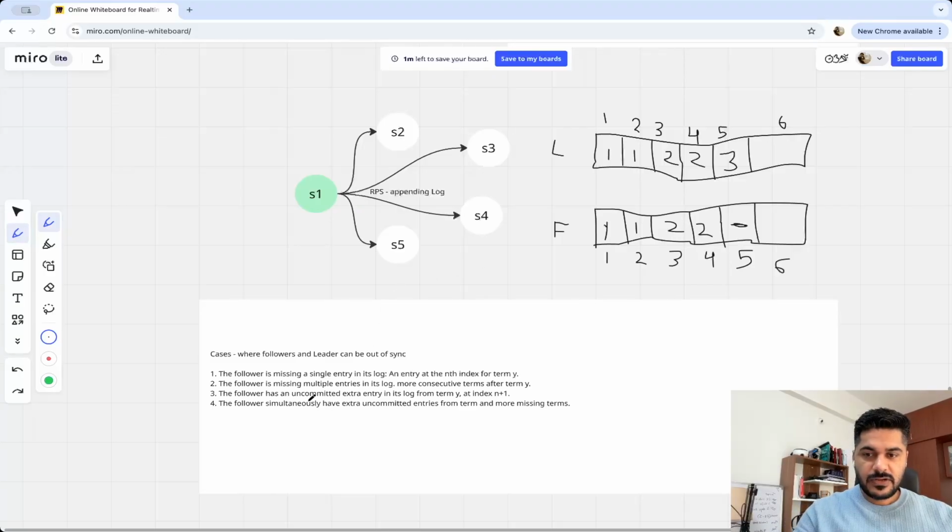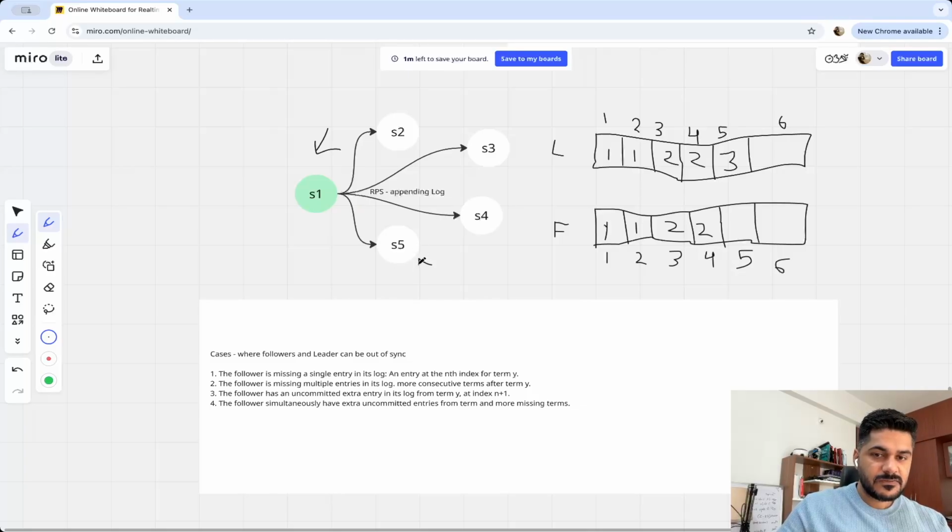Now another scenario can be that the follower has extra entries. How can that be? Imagine that this was the leader which sent the entries to S3, and the majority failed to respond back to S1, and S1 also died in between, right?